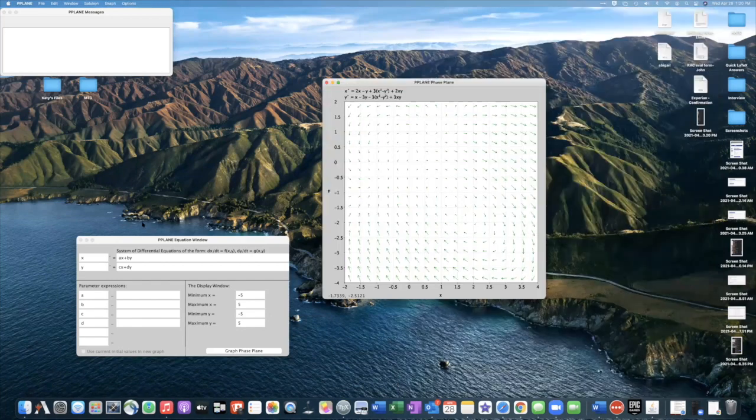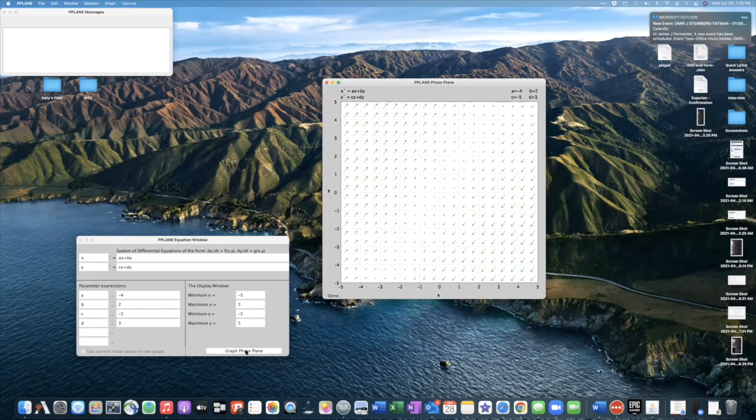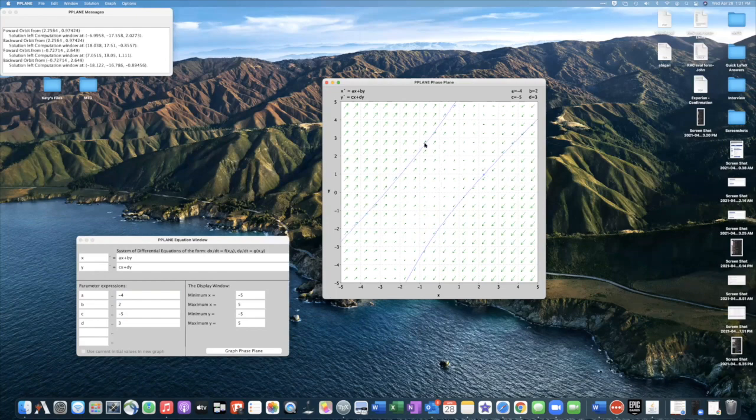So here's p-plane, and our system of equations was, let's see, we had -4, 2, -5, 3. So -4, 2, -5, 3. And if I graph it, so there's our system. Now it's not super easy to see what's going on, but if we click a couple points for various initial conditions, you can kind of see, oh yeah, it's looking kind of saddly, right? You can see that along kind of, well, actually, you can't really see that very well.